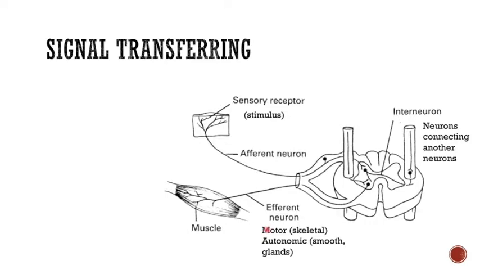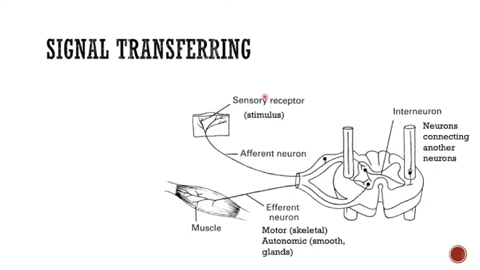Those are the neurons that are connected to our skeletal muscle and can produce voluntary movement whenever we feel like, or we take the decision of making a movement. So the signal is going to move through the efferent pathway from the central nervous system to the peripheral nervous system and effector structures.